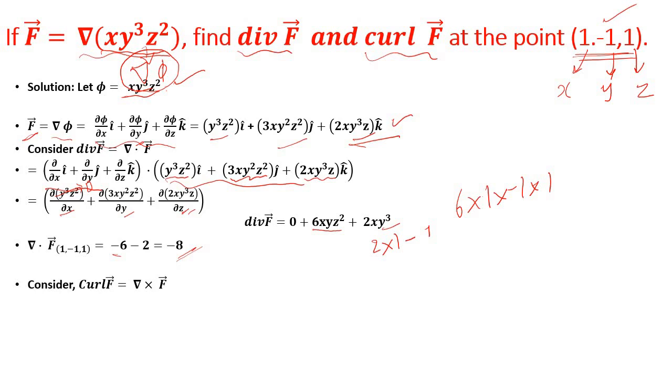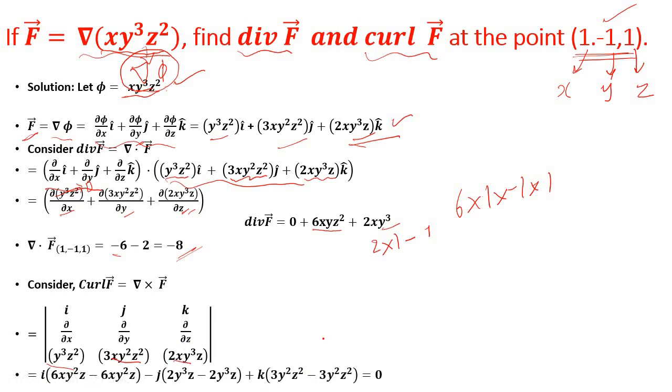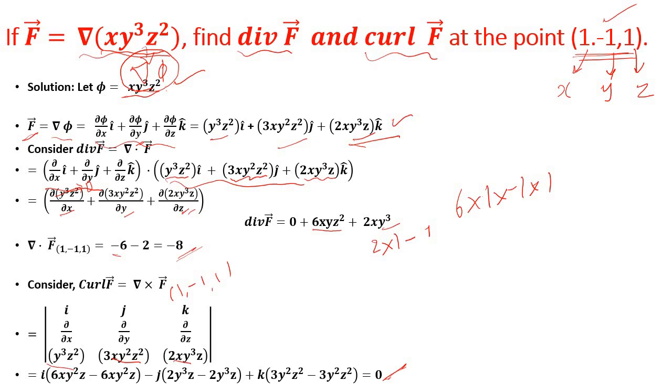Now the curl. Curl means del cross f, that is determinant. So consider that i j k, partial derivatives and the i coefficient first, j coefficient and k coefficient. Expand this. You will get like this, 6xy square z and everything. And here replace x is 1, y is 1, z is 1. Here I'm directly considering the points. The resultant you're going to get 0. You can verify that. Okay. This gives divergence and curl of a vector f. So practice these problems first.